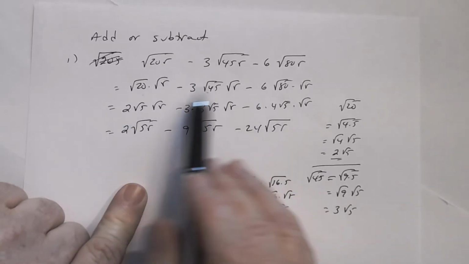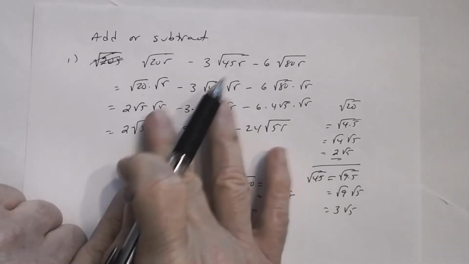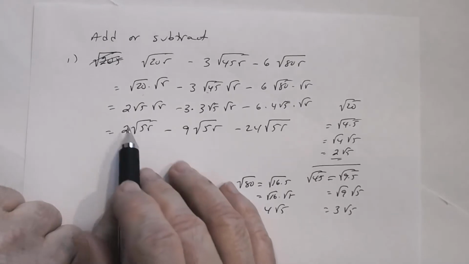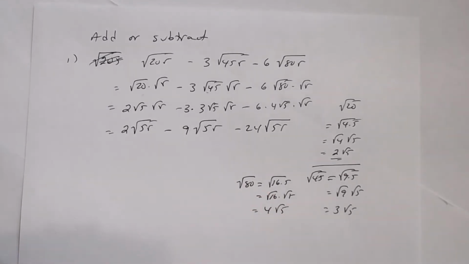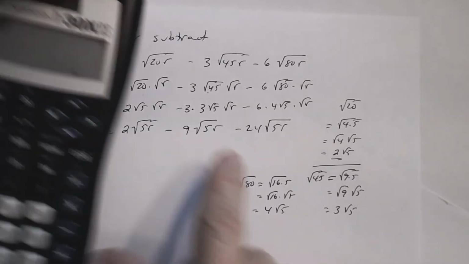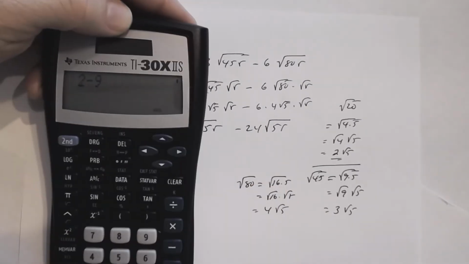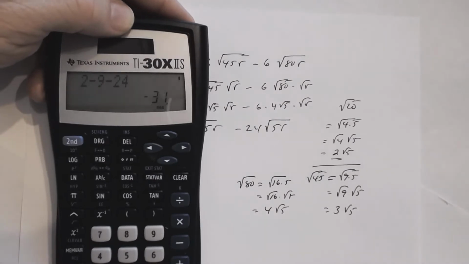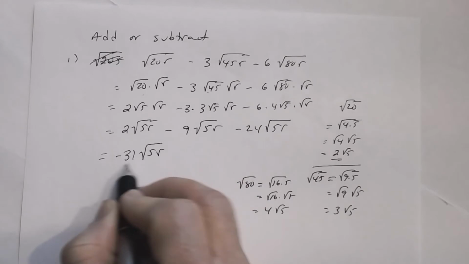Now, you see how I wrote them in steps, and I kind of did some work on the side so it doesn't get too messy in this little area? It may be a good idea for you to do that as well. Now, all you do is just add their coefficients, add or subtract. So I have 2 here. Use your calculator. 2. I'm subtracting 9 of them, so 2 minus 9. And then I'm subtracting another 24, so minus 24, and notice you get a negative 31 of them. So the answer is going to be a negative 31 times the square root of 5r.